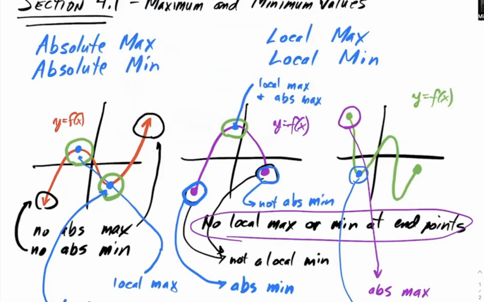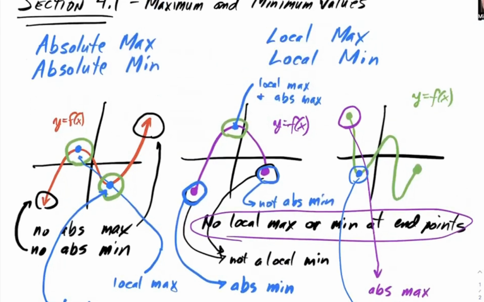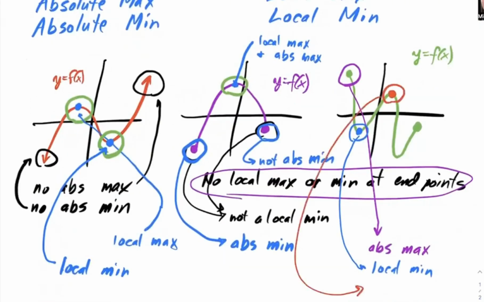No, because there's other points on the green curve that have a lower value than that one. What about this point here? Well, that's going to be a local max. Is it an absolute max? No, because it's not as large as the green point that's circled in the purple area.